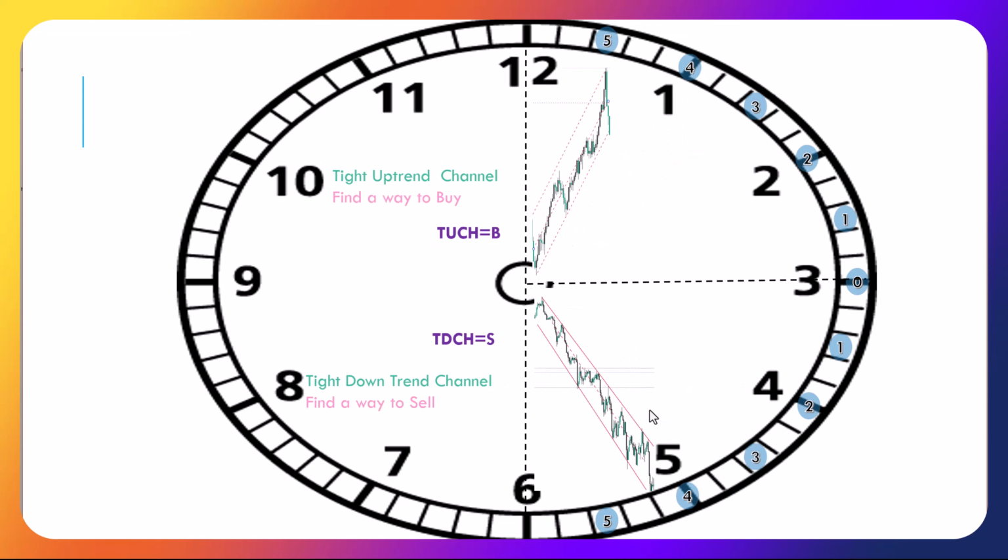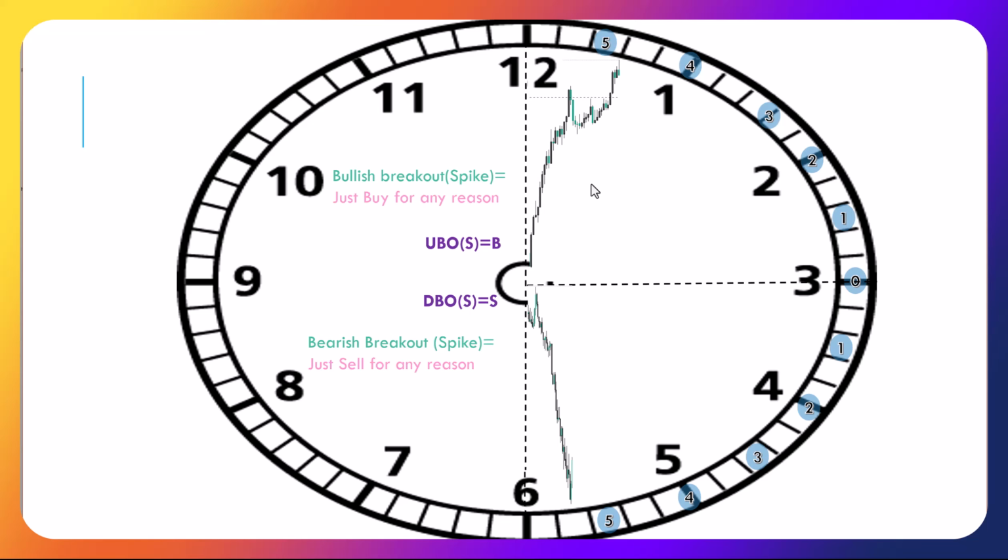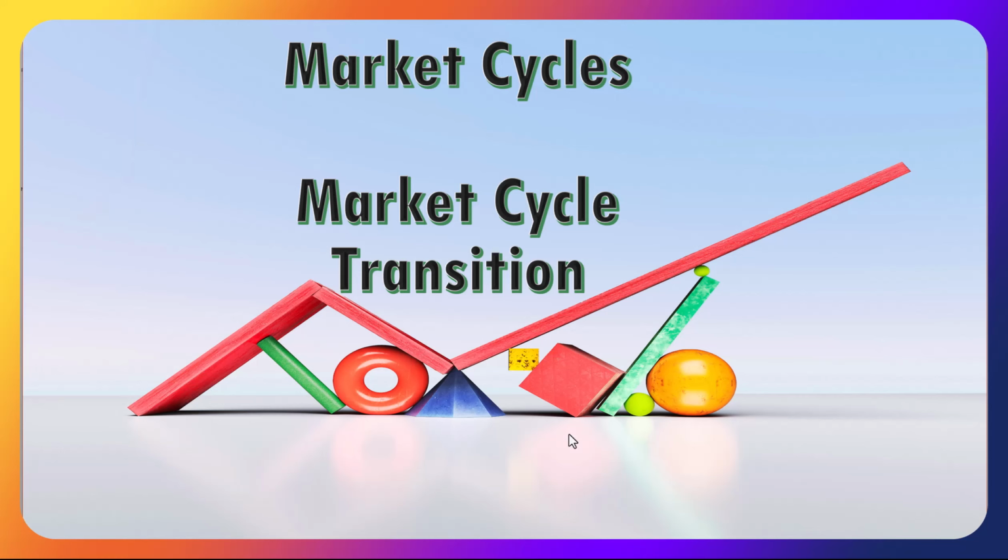So here we just buy, and it could be just pullbacks, or based on the candles, or based on moving average or whatsoever. You just try to buy. And in a spike phase, you just look for any reason to buy. It doesn't matter if you buy on the close of the candle, low of the candle, or high of the candle. For any reason you buy here, and for any reason you sell in the downtrend spike. Okay, now that we've covered market cycles, we're going to go on to transition between market cycles.